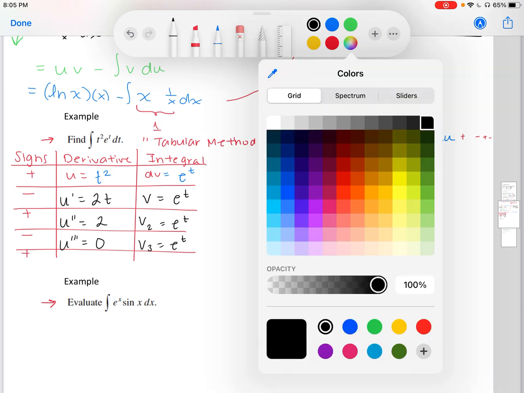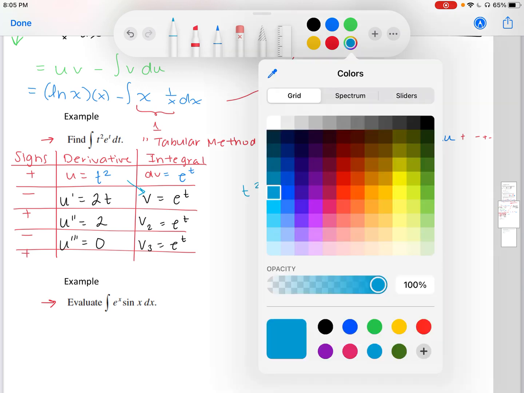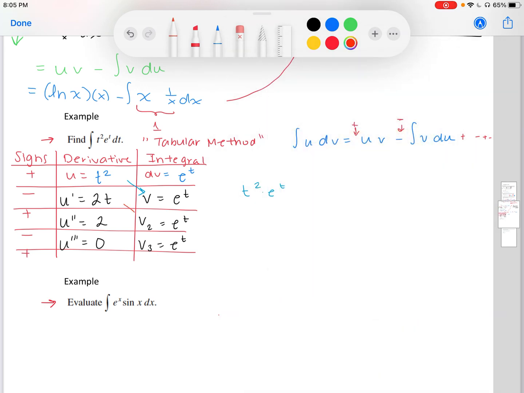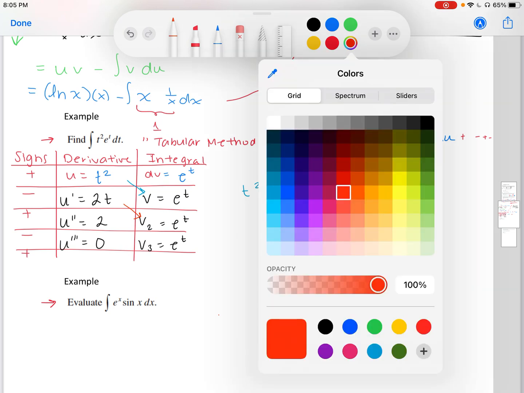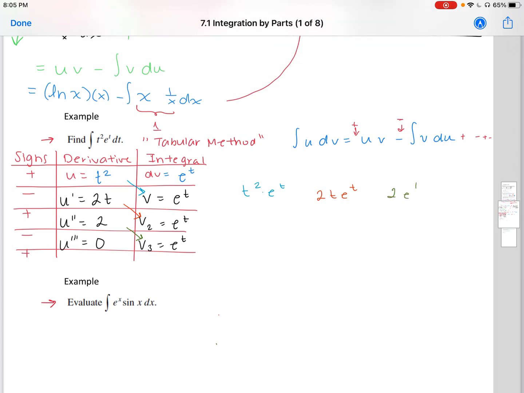Now what we're going to do is multiply across to see which one to have the precise pairing. So we're going to have t squared times e to the t for our first pairing. And then for our second pairing, we're going to have 2t times e to the t. And for our third pairing, we're going to have 2 times e to the t. And lastly, multiply by 0, so we're done.